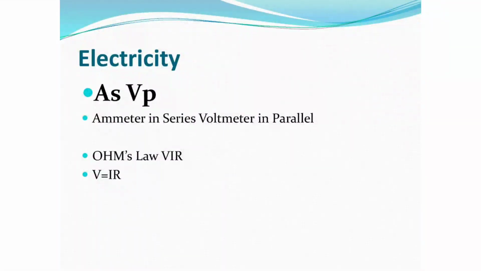Let's begin with the electricity chapter. In this chapter they will be asking you about the ammeter and voltmeter. There will be a sure one-mark question on how you connect the ammeter and voltmeter in a circuit. You have to write that the ammeter will always be in series and the voltmeter will always be in parallel. To remember that, the mnemonic is ASVP: ammeter in series, voltmeter in parallel.